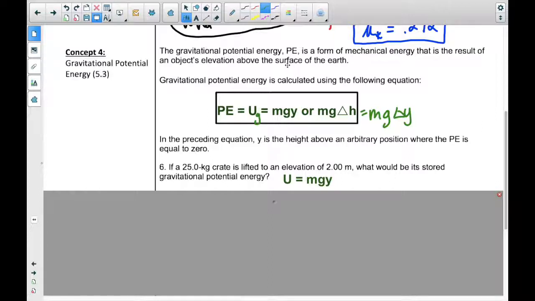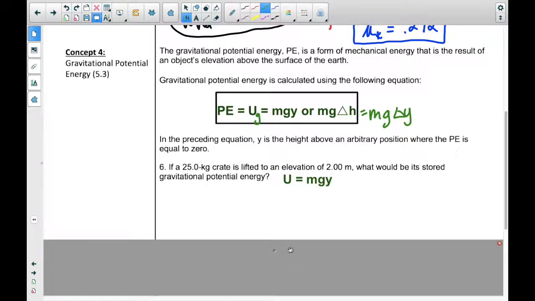So let's take a look at number 6. If a 25 kilogram crate is lifted to an elevation of 2 meters, what would be its stored gravitational potential energy? Well, once again, I probably should have a U sub G here on this one. Let's put a G there. So that's what we're calculating, our gravitational potential energy. And we know the mass is 25 kilograms. And we know that gravity is 9.8 meters per second squared. And the change in elevation was 2 meters.